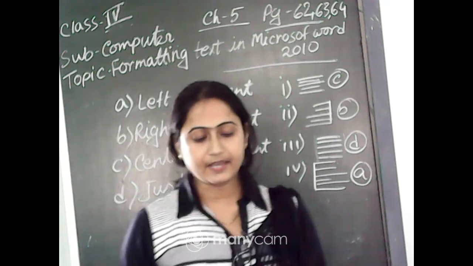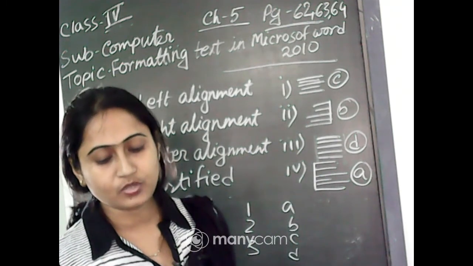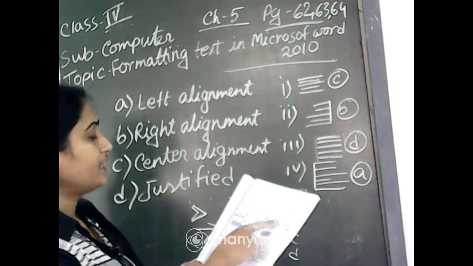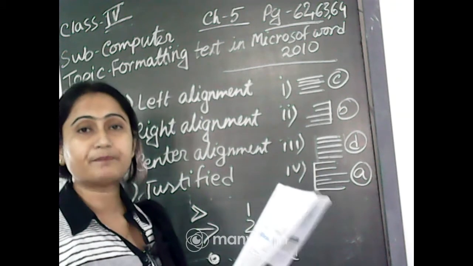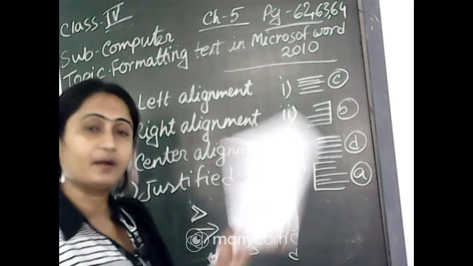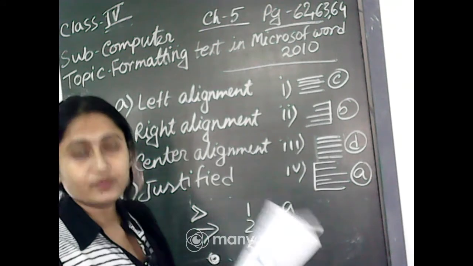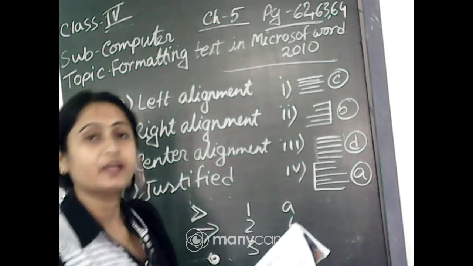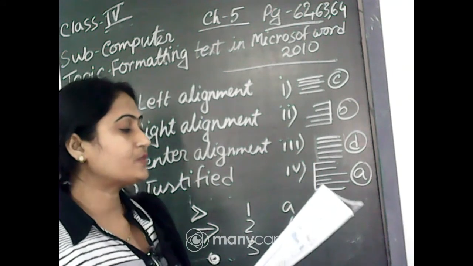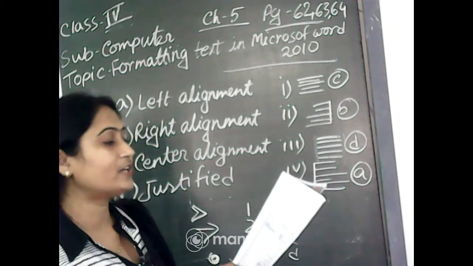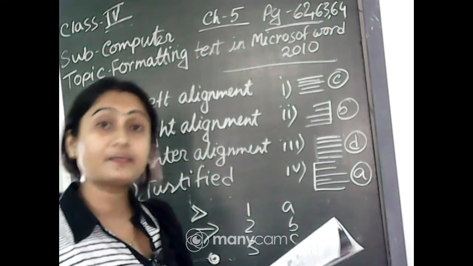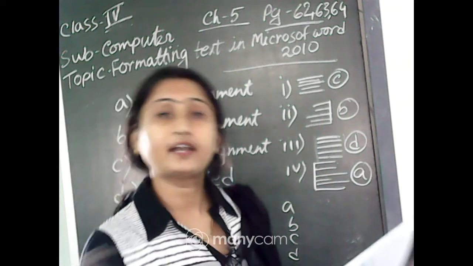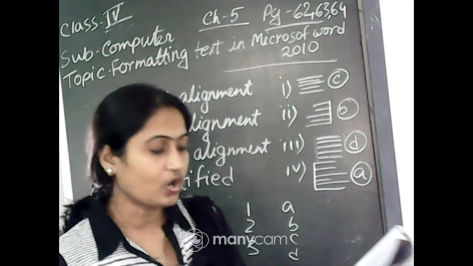To switch off the tool, press the bullet or number button again. After applying, when you feel there is no need and you want to type simple text, you have to switch off the tool by pressing the bullet or number button again. It is the same as caps lock: if you want to write in capital letters, you press caps lock, and if you no longer need it, you press it again, which switches it off.